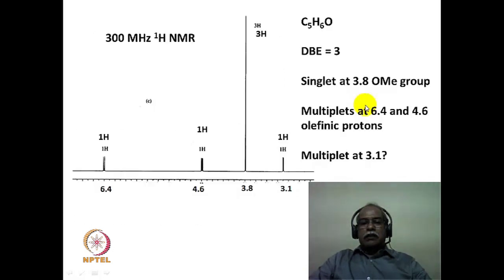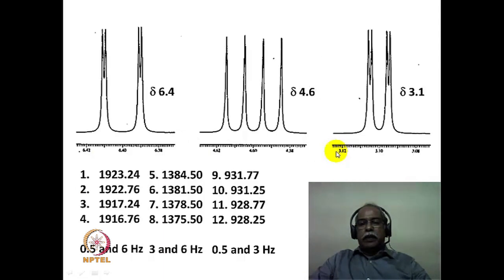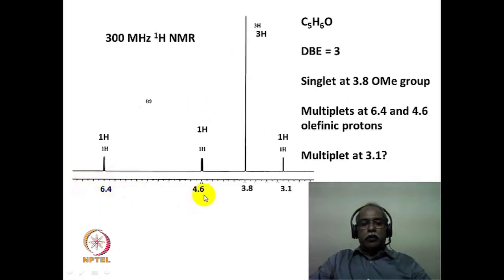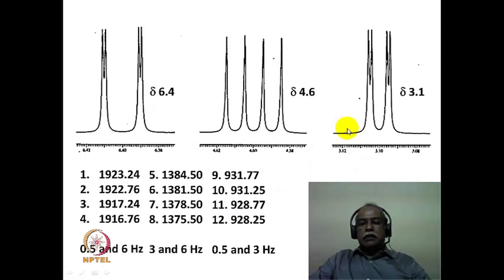The multiplets that you see here are expanded, and the expansion is what is shown here. There is a multiplet at 6.4 ppm, another multiplet at 4.6 ppm, and another multiplet at 3.1 ppm. All these three multiplets are essentially doublets of doublets, as you can see here: 6.4 ppm doublet of a doublet, 4.6 ppm doublet of a doublet, 3.1 ppm doublet of a doublet.